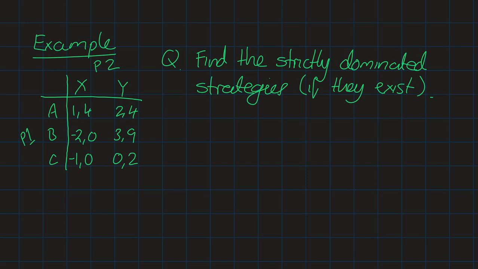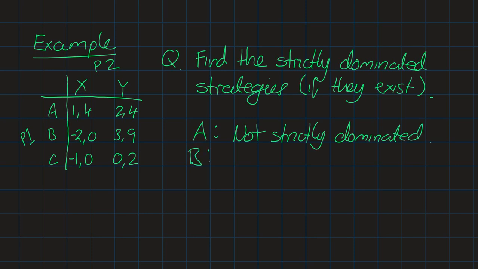So let's begin with strategy A. Does anything strictly dominate A? Well, if I compare A and B, then I see that 1 is bigger than -2. So B does not dominate A. What about A and C? I see that 1 is bigger than -1. So C does not dominate A. So this means that A is not strictly dominated.